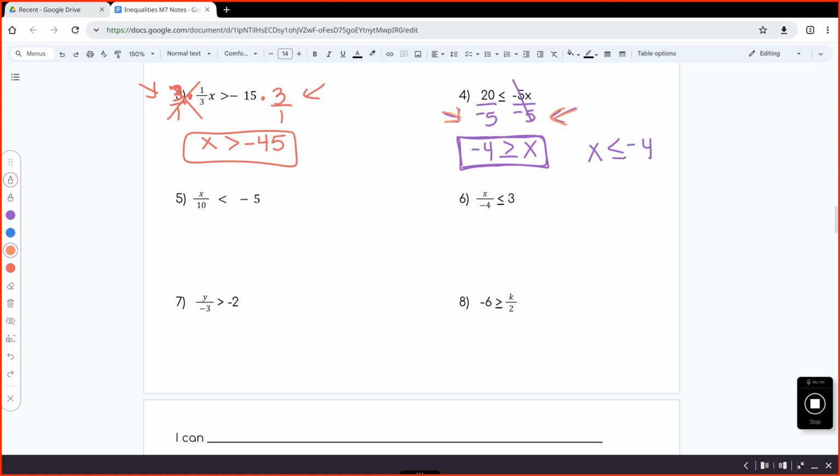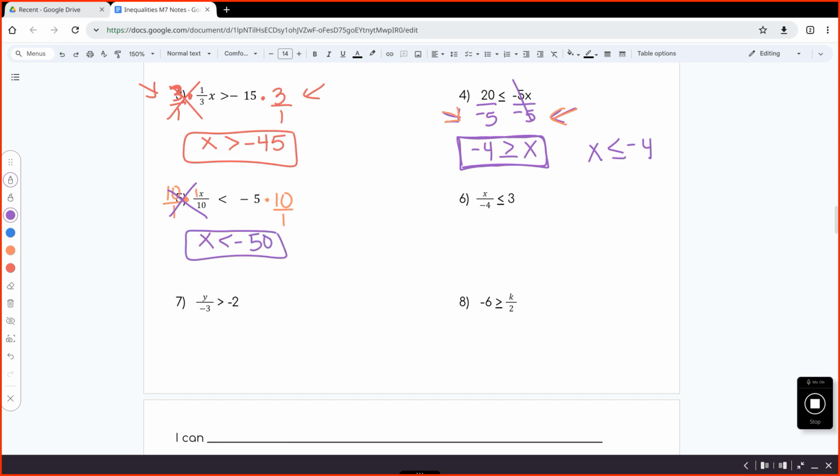x divided by 10 is less than negative 5. So we're going to multiply, right? If you put in a 1 here, you now have 1/10 x. So I'm going to multiply both sides by the reciprocal, which is 10 over 1. You can also think of it like x is being divided by 10, so the opposite would be multiplying by 10. I'm going to cancel these out, and I have x is, well, what am I going to do with my symbol here? I multiplied by a positive 10, not a negative 10. So we're good here. We're going to keep that symbol as less than negative 50.